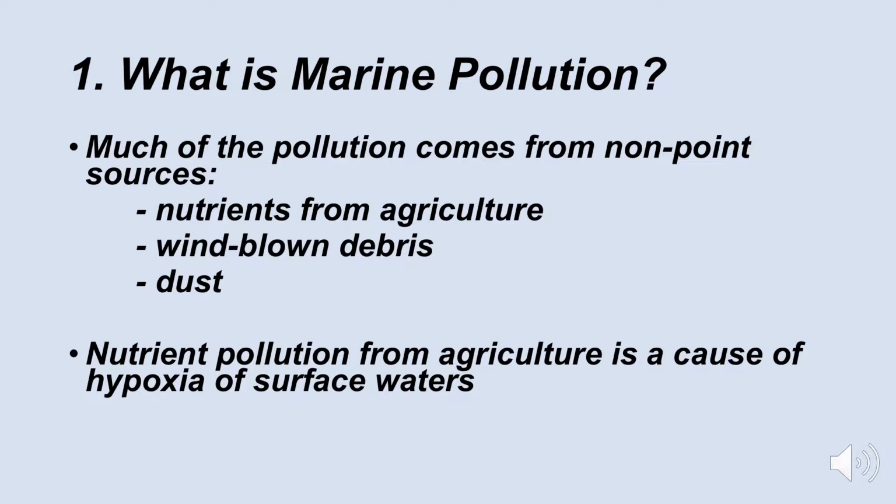Nutrient pollution from agricultural waste is a cause of what we call hypoxia of surface waters. And hypoxia is the equivalent of eutrophication, where nitrogen and phosphorus have caused an enrichment of the ocean waters. You get a massive growth of algae, and you end up with a depletion of oxygen in the water, which results in a less desirable environment for fish.